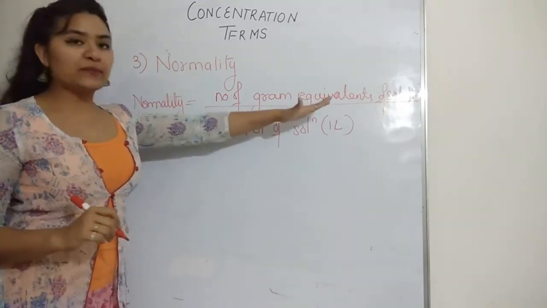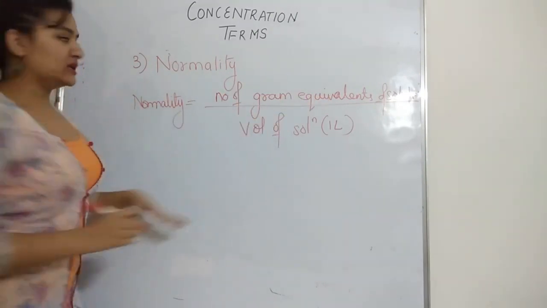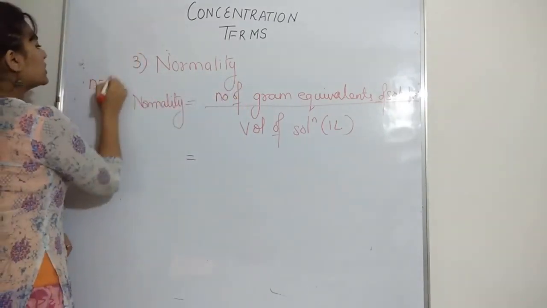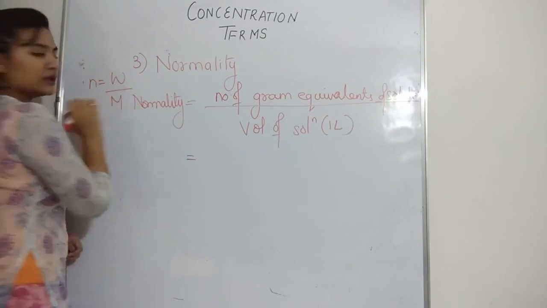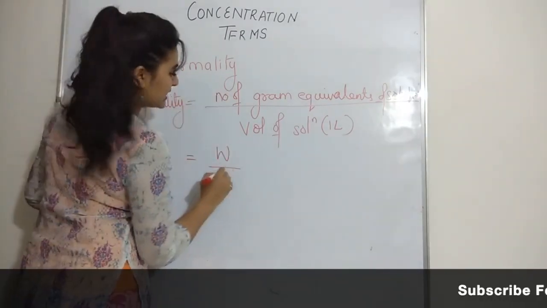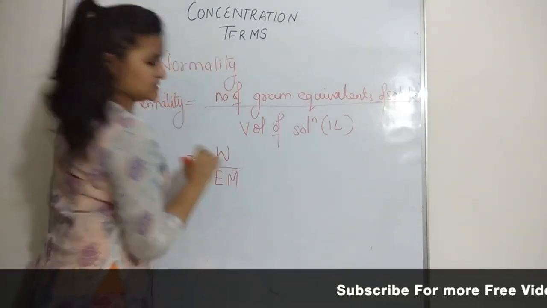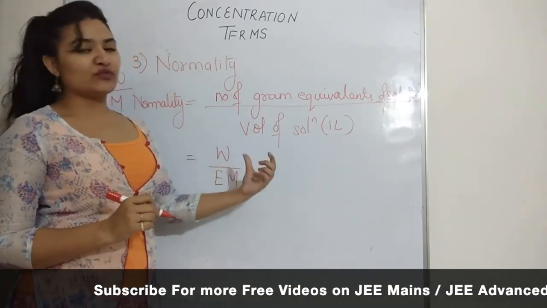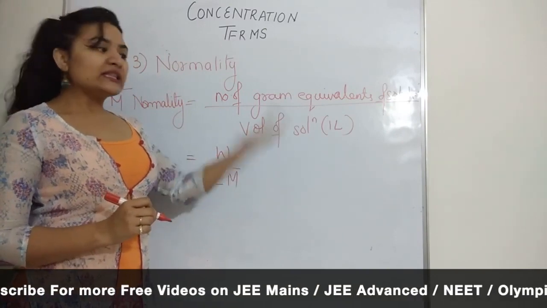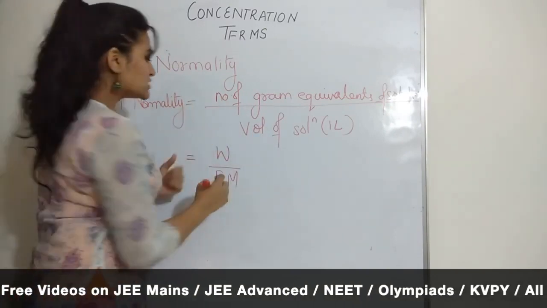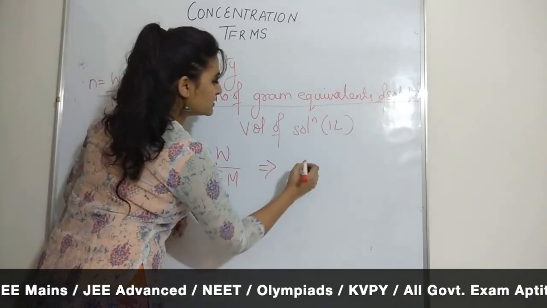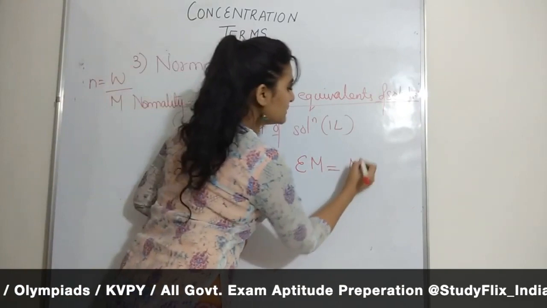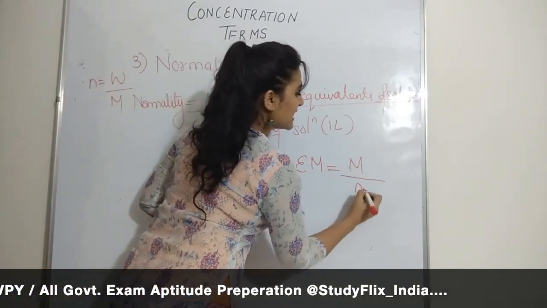Now this number of gram equivalents, how to find them numerically? Like number of moles is equal to mass upon molar mass, the number of gram equivalents is mass upon equivalent mass. Now again, what is equivalent mass? I told you it is the fixed amount of mass which is displaced by the other equivalent. So equivalent mass is molar mass divided by N factor.